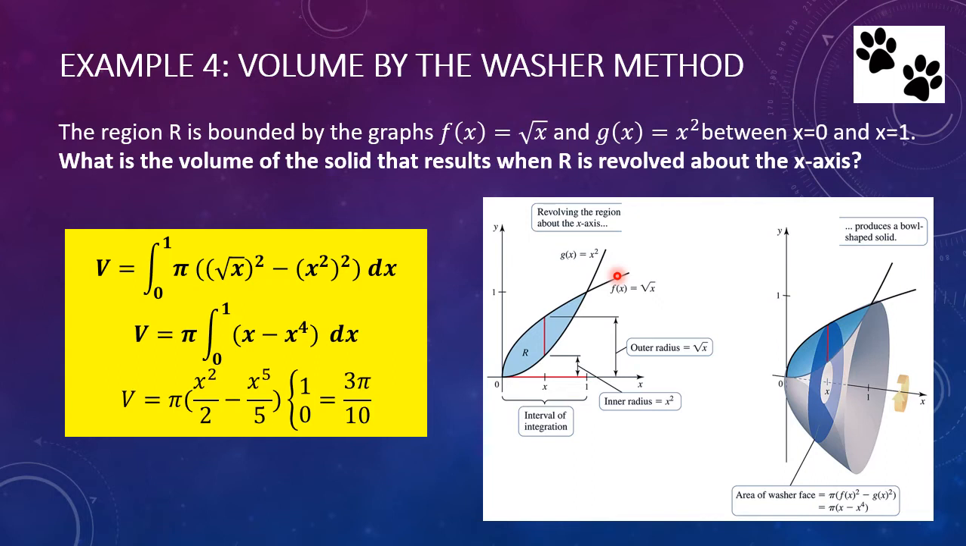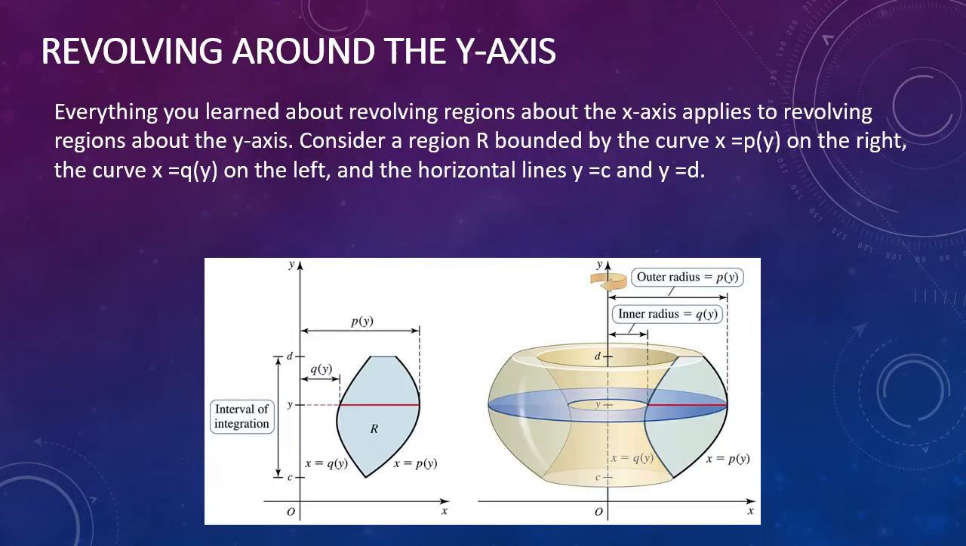This is a very simple integral. When we integrate that, we get x squared over 2 minus x to the 5th over 5, evaluated between 0 and 1. Sorry about this bracket. I don't have any symbol that allows me to draw the straight line that's equal in size here. When we evaluate this integral over these limits, we get 3 pi over 10 for the volume of this bowl.